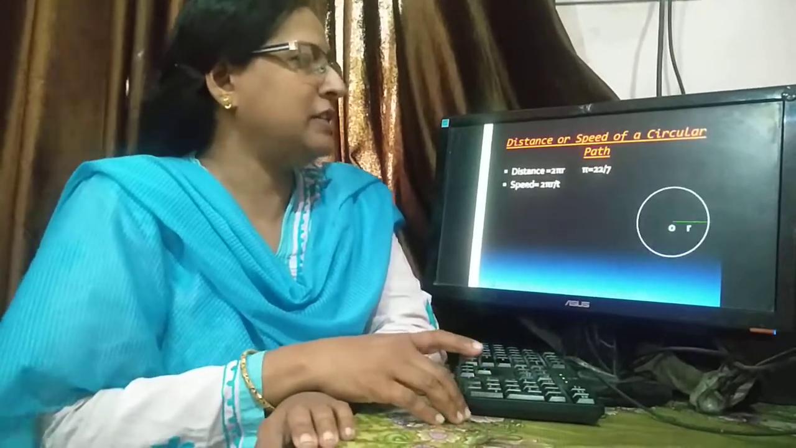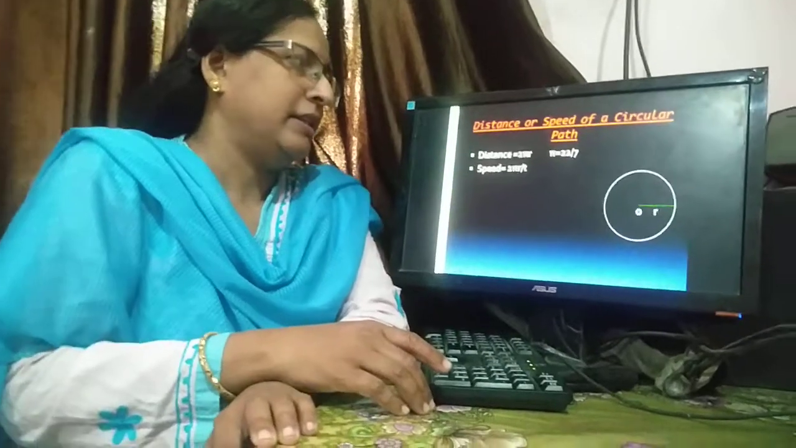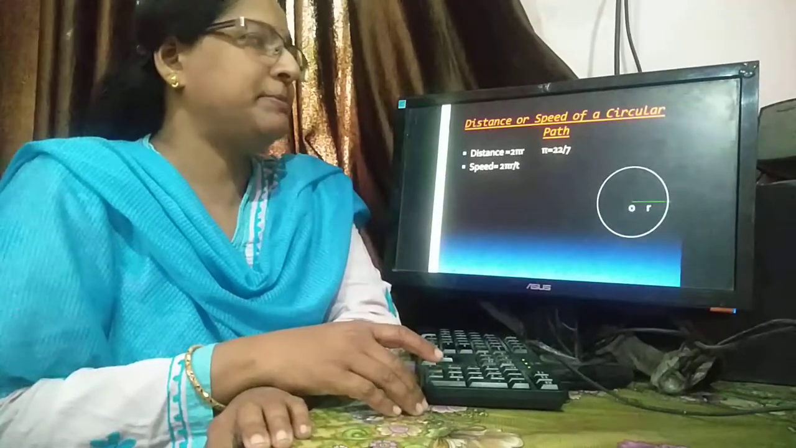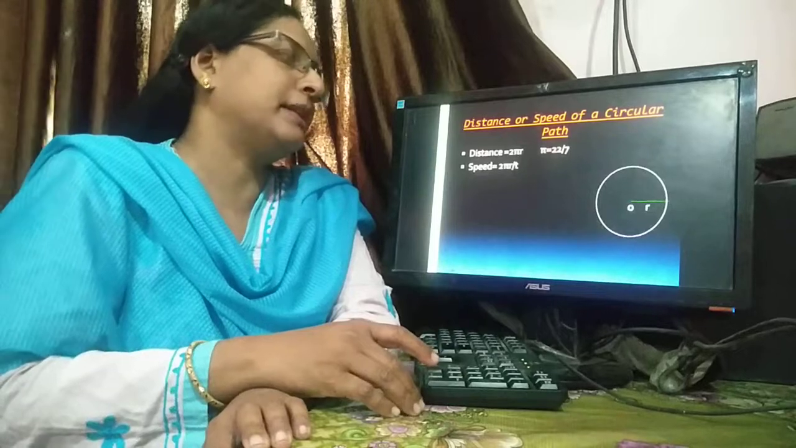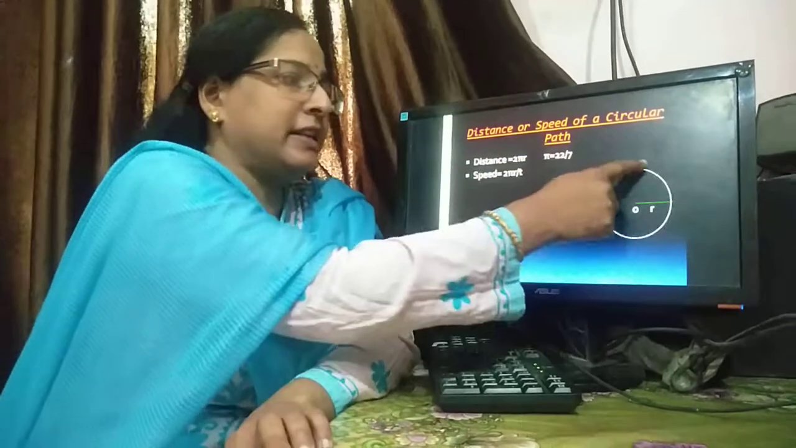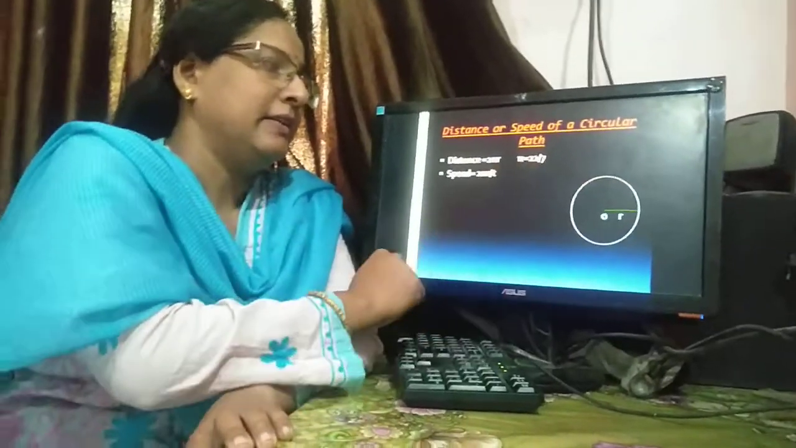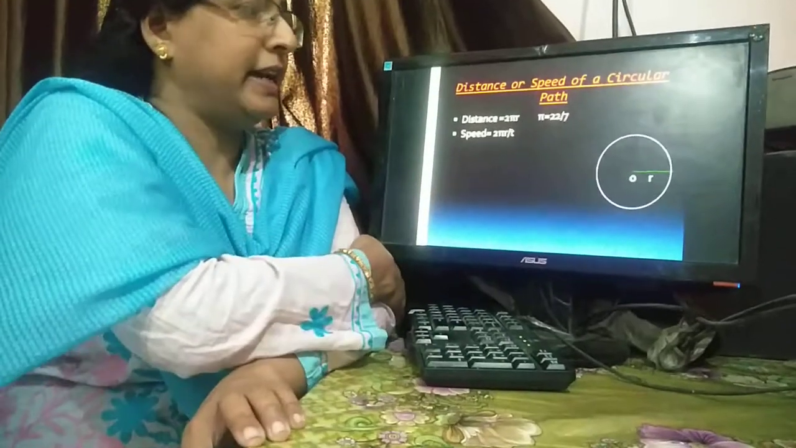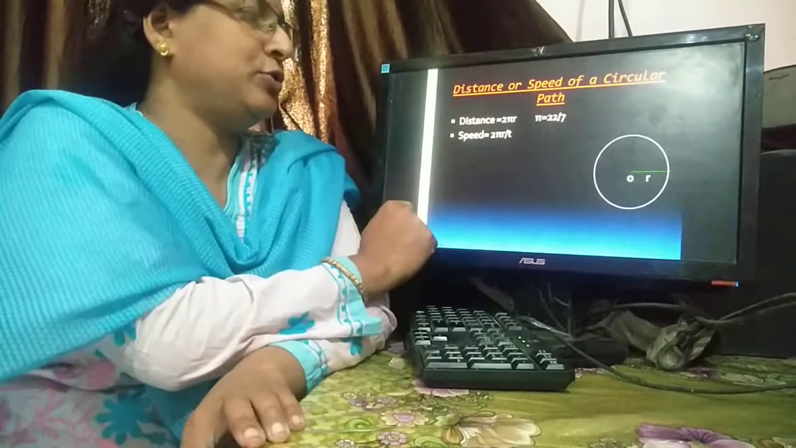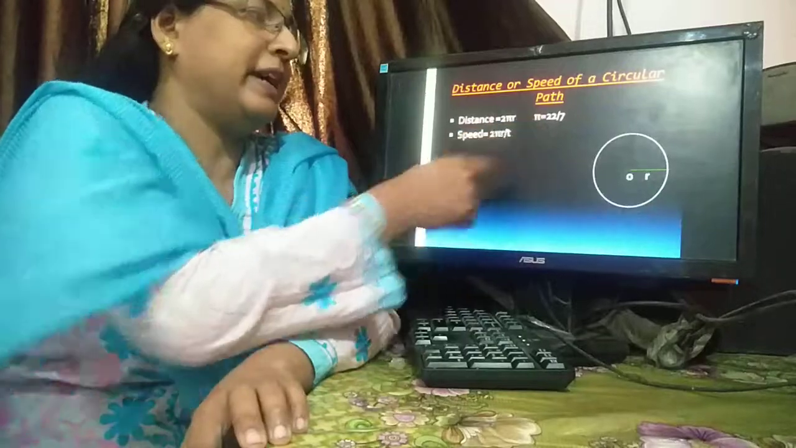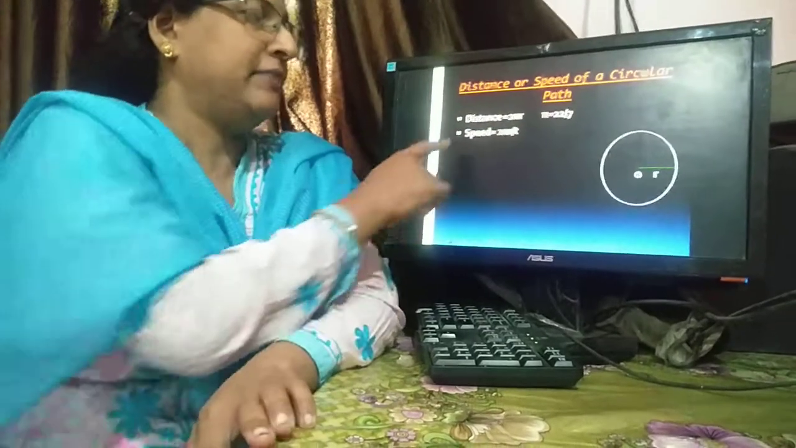Coming over to the last topic of this chapter, that is distance and speed on a circular path. For a complete circle, we know the formula that distance is equal to 2 pi r. The pi value is 22 by 7, and we know the speed formula. Speed is equal to distance upon time. So distance we have 2 pi r upon time.